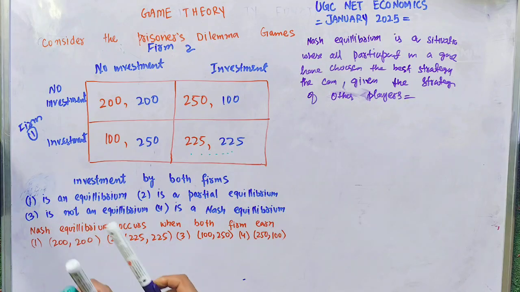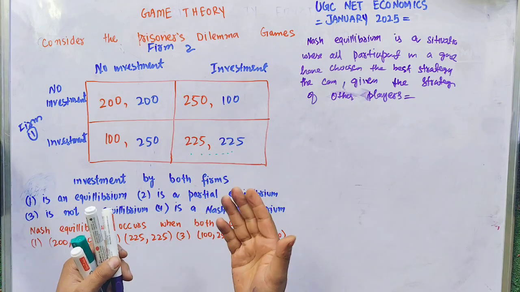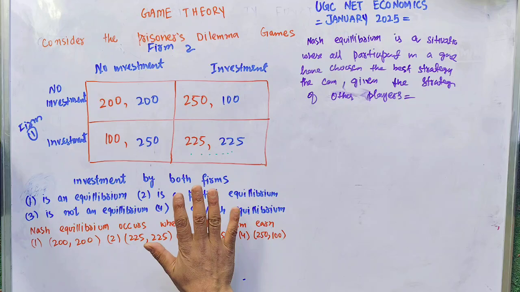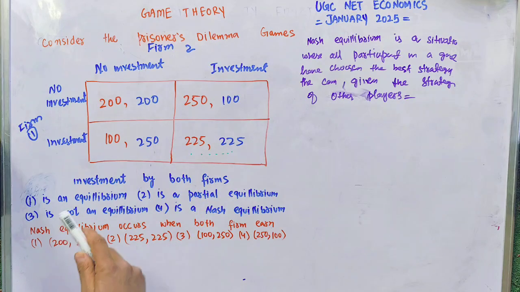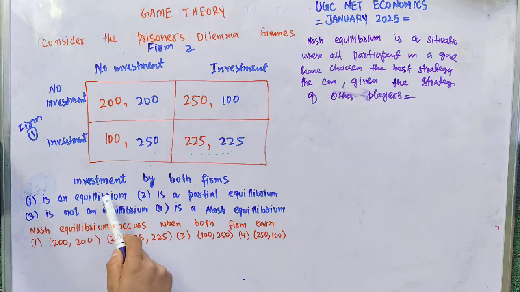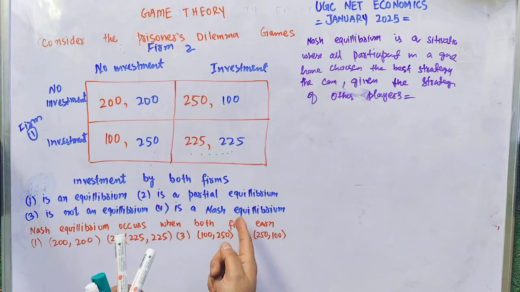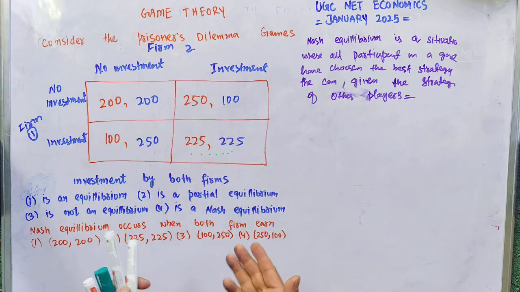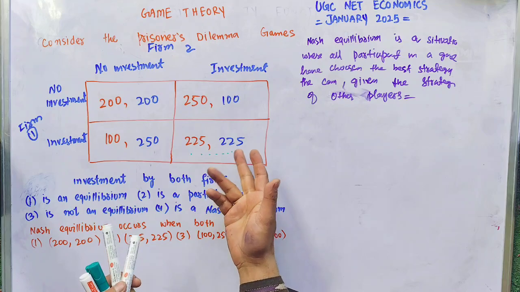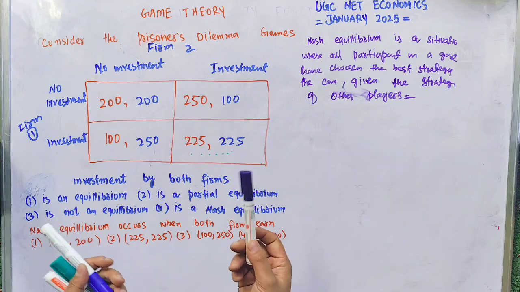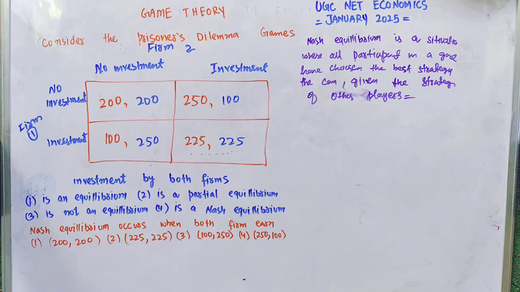We have here two questions. I have skipped the other two questions. So first let me concentrate on these two. So the first question is, investment by both firms is an equilibrium, is a partial equilibrium, is not an equilibrium, is a Nash equilibrium. Okay, so if we get this as Nash equilibrium, then obviously this is Nash equilibrium. If we don't get this cell as equilibrium, then obviously it is not an equilibrium. Okay, let us see how we find out the Nash equilibrium.